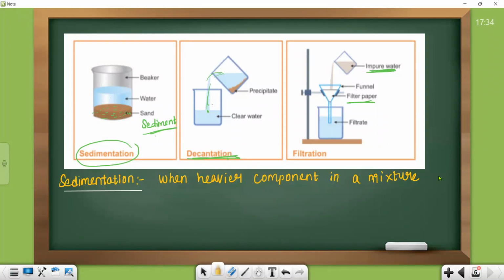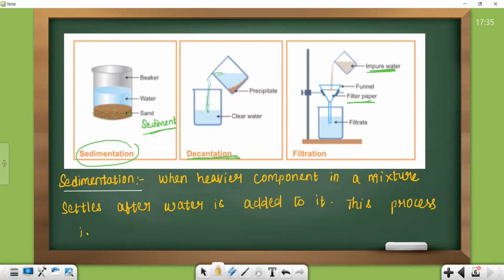In a mixture, the heavier component settles after water is added to it. This process is called sedimentation. Did you understand what sedimentation is? Yes, ma'am. Anything that settles at the bottom, that process is called sedimentation, and whatever is settling is called sediment.